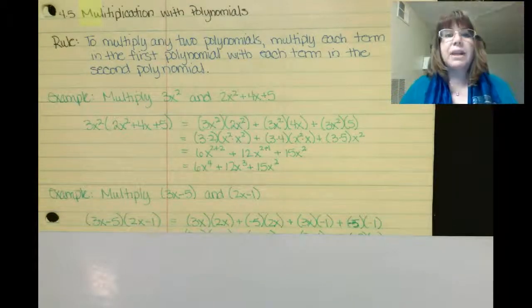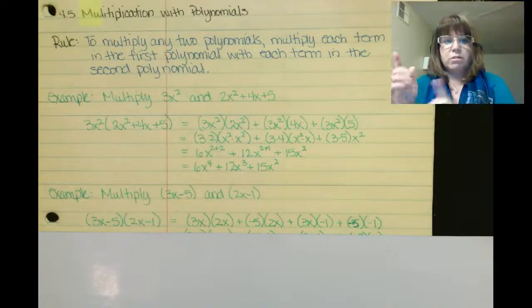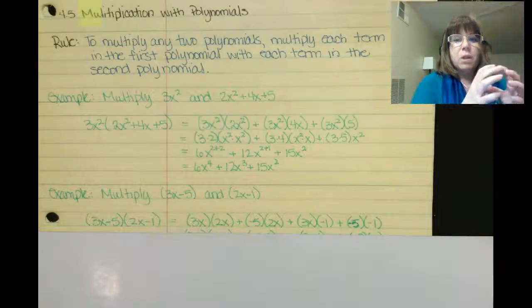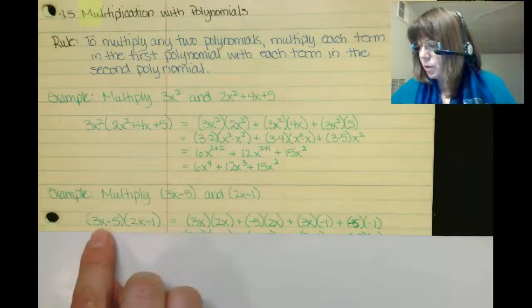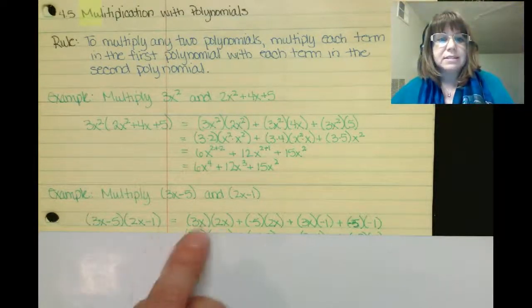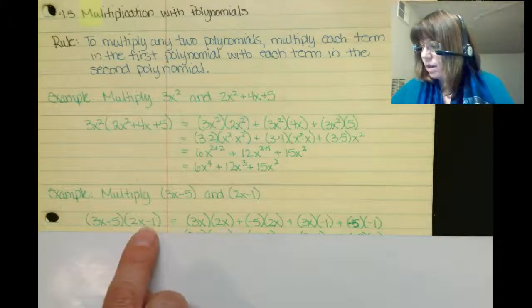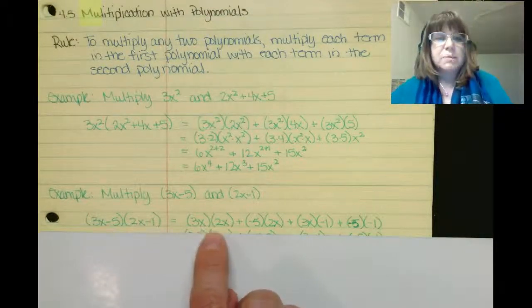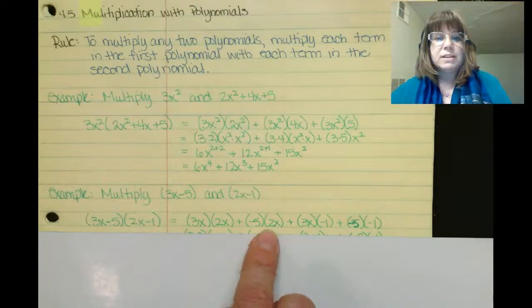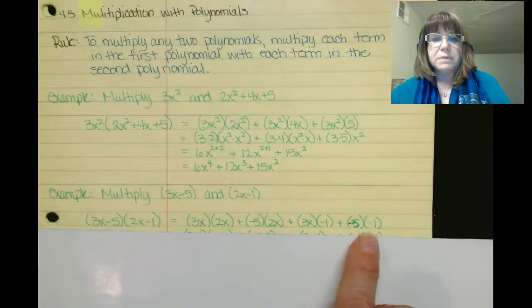Now remember, I have to multiply each term in each polynomial with each other, okay? So anything in the first polynomial, I need to multiply each of those terms with the second polynomial. So 3x is going to multiply to 2x. Negative 5 is going to multiply to 2x. That takes care of everything to the 2x. 3x times negative 1 and negative 5 times negative 1, giving me 3x times 2x plus negative 5 times 2x plus 3x times negative 1 plus negative 5 times negative 1.